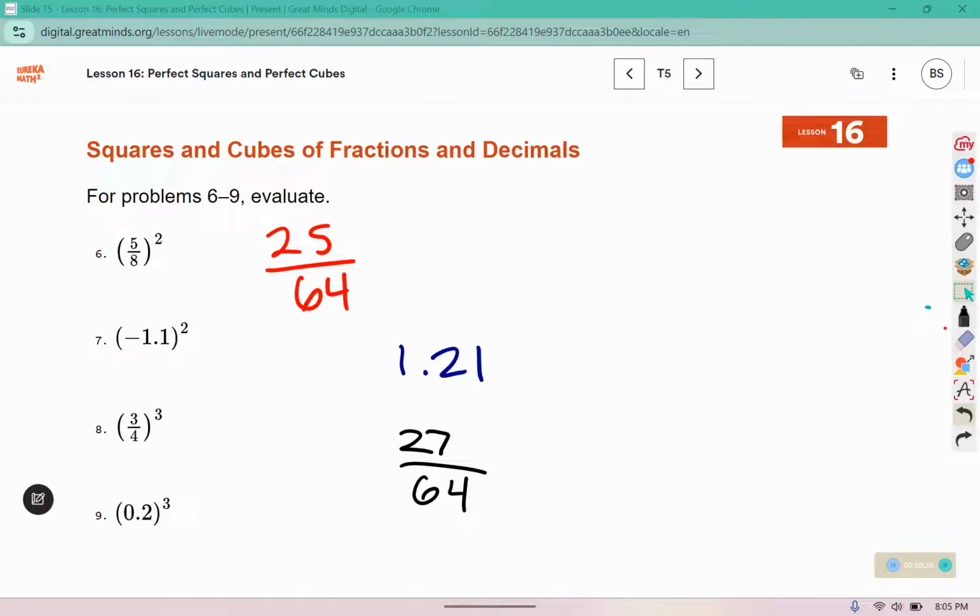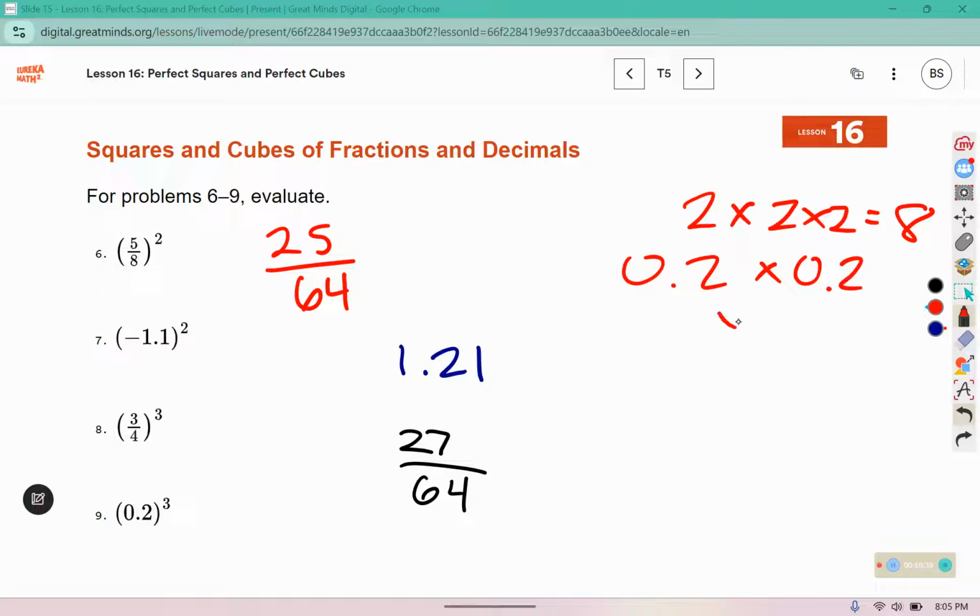And number 9. Well, I know 2 times 2 times 2 is 8, so 0.2 times 0.2 times 0.2 has to have some form of an 8 in there. But there are 1, 2, 3 decimals in the question, so we need 1, 2, 3 in our answer.